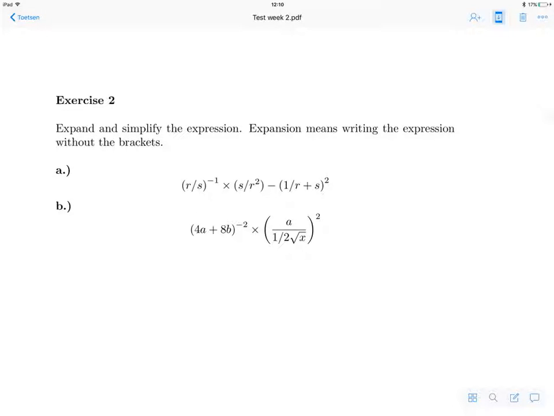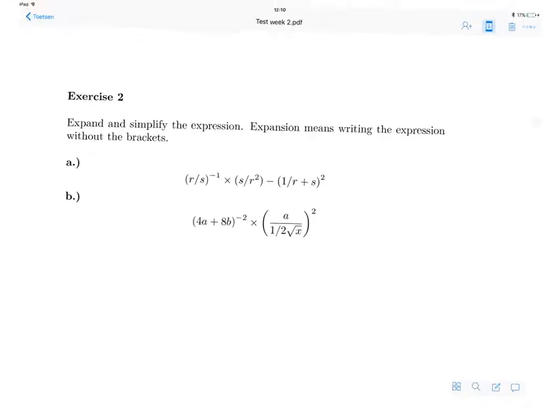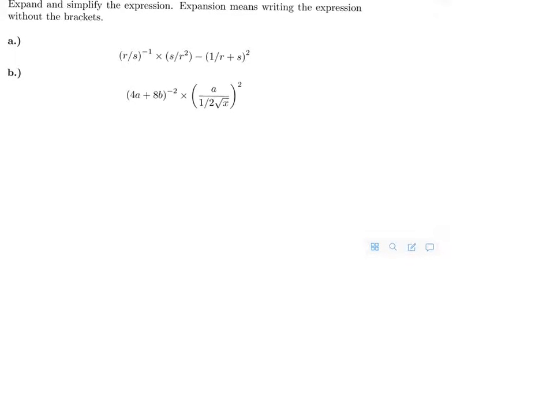This is the clip for exercise 2 of week 2. Expand and simplify the expression. Expansion means writing the expression without the brackets. Okay, so let's start with A here.